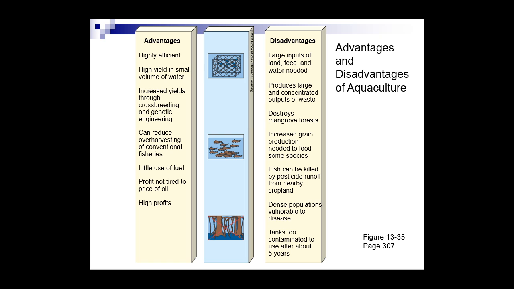Here's another graphic. This one's from your textbook, showing the advantages and disadvantages of aquaculture and marine culture. Okay, kind of basically what I said: increased yield, but you've got problems with disease, and the fish are generally less healthy for you.